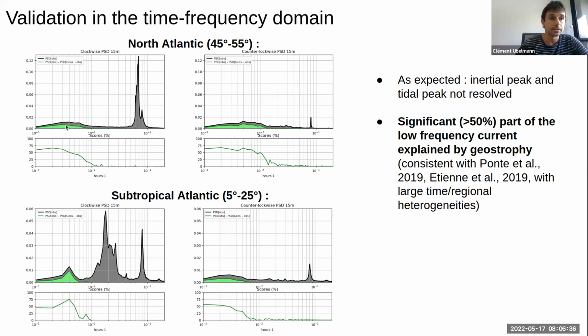We can see here that geostrophy explains a fair portion of the current at low frequency. But finally, what's interesting is that there is 50% missing, even at low frequency. Where geostrophy dominates, around 30 to 40 days, there is still 50% of this low frequency current that is not explained by geostrophy. Something to keep in mind.